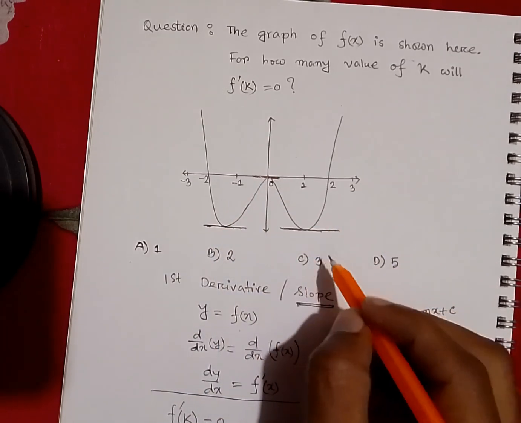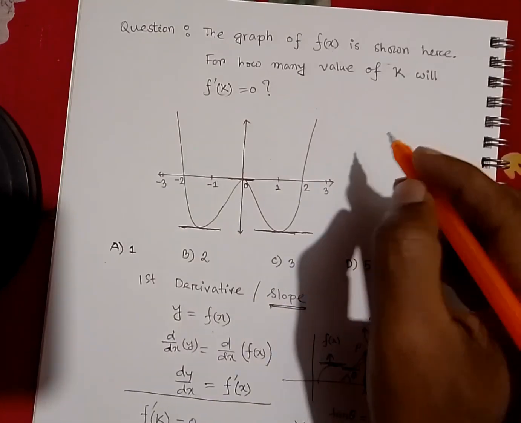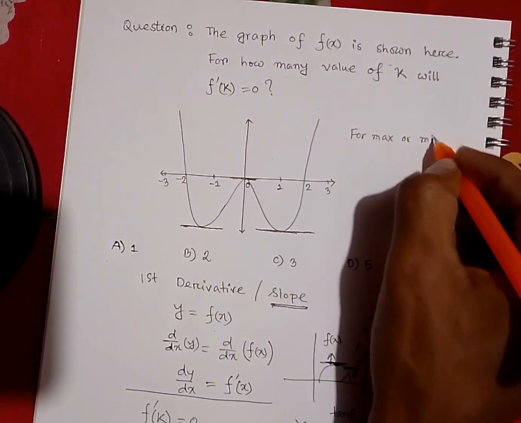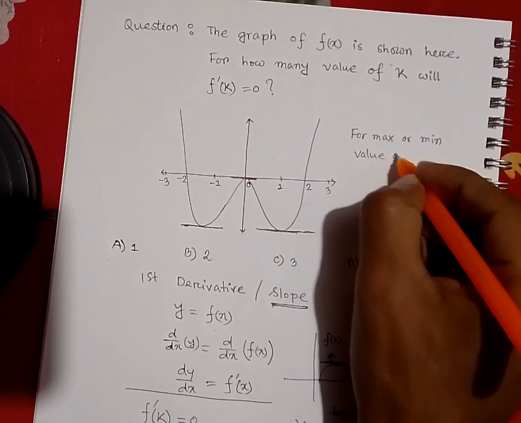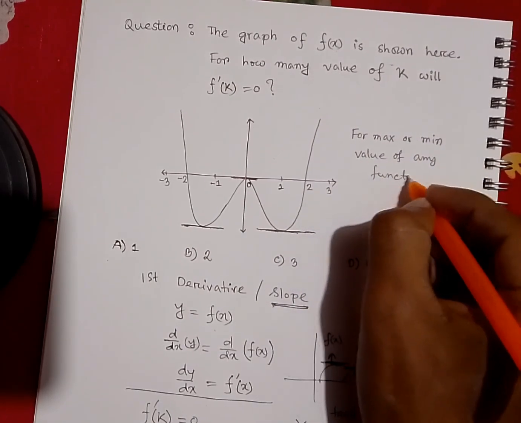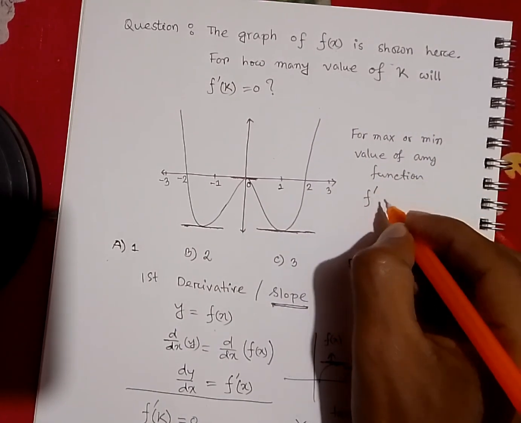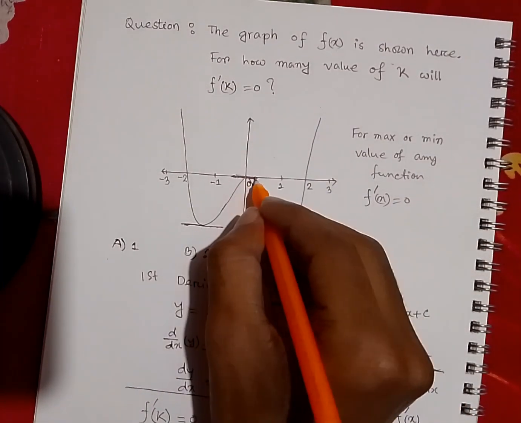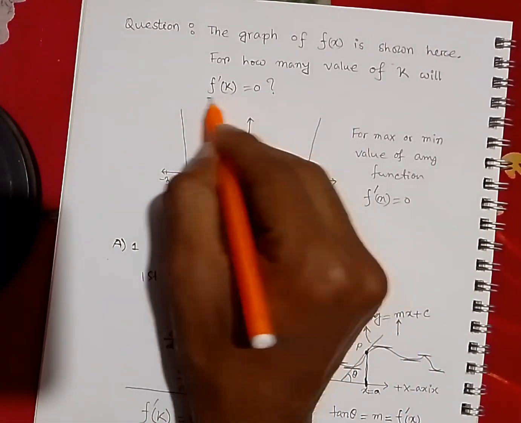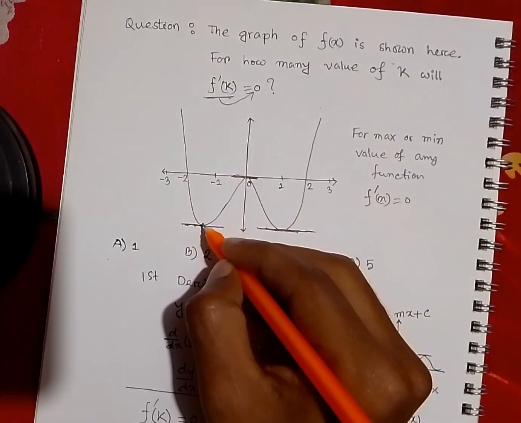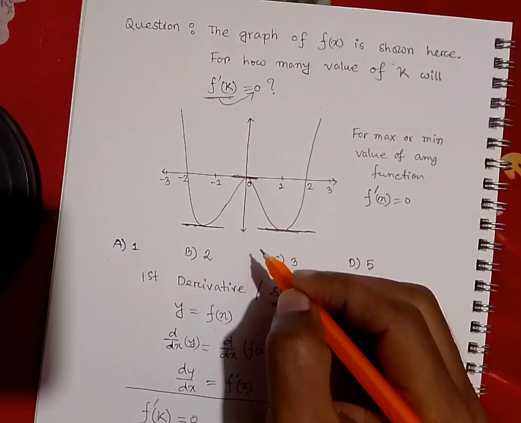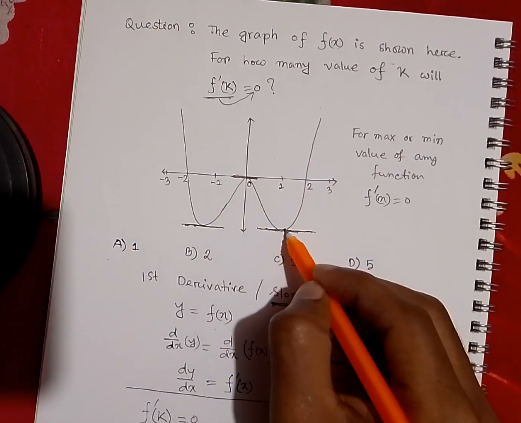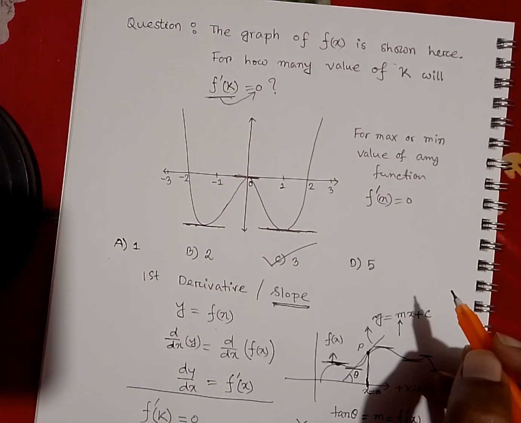Okay, so for the maximum or minimum value of any function, if f dash of x equals 0, here the slope is 0, here slope is 0, and here slope is 0. So how many positions are there such that the slope is 0? You have 3 positions. That means the answer is going to be 3. Okay.